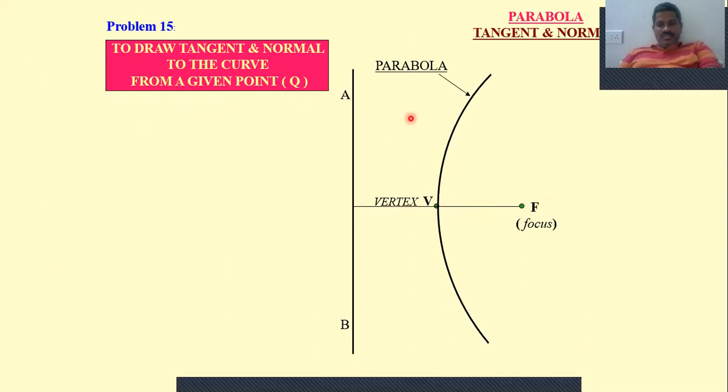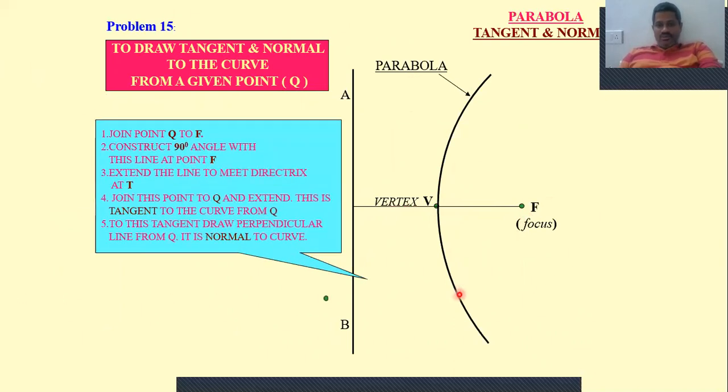Now let us see. In this case, you take one point on this curve. I'm naming this point Q. Now you join the focus point and Q. Then you draw a line which is perpendicular to this FQ up to the AB line like this.